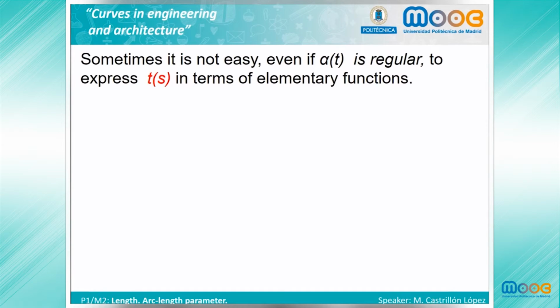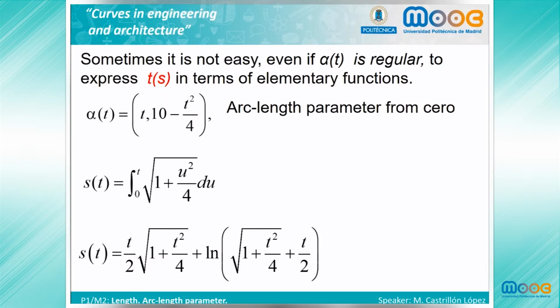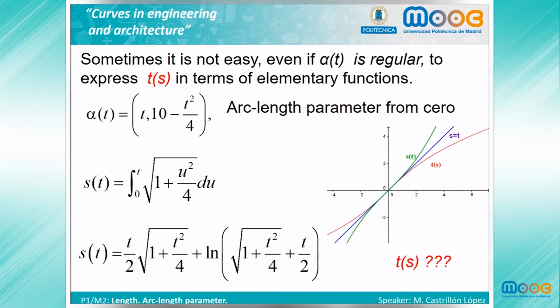Sometimes it's not easy, even if alpha of t is regular, to express t of s in terms of elementary functions. For instance, this is the case of the parabola that we have seen previously, when we use the parameter arc length starting from 0. We know the expression of s of t. This, in fact, describes t of s implicitly and allows us to draw it. But we cannot find an explicit expression of t in terms of s as a combination of elementary functions.